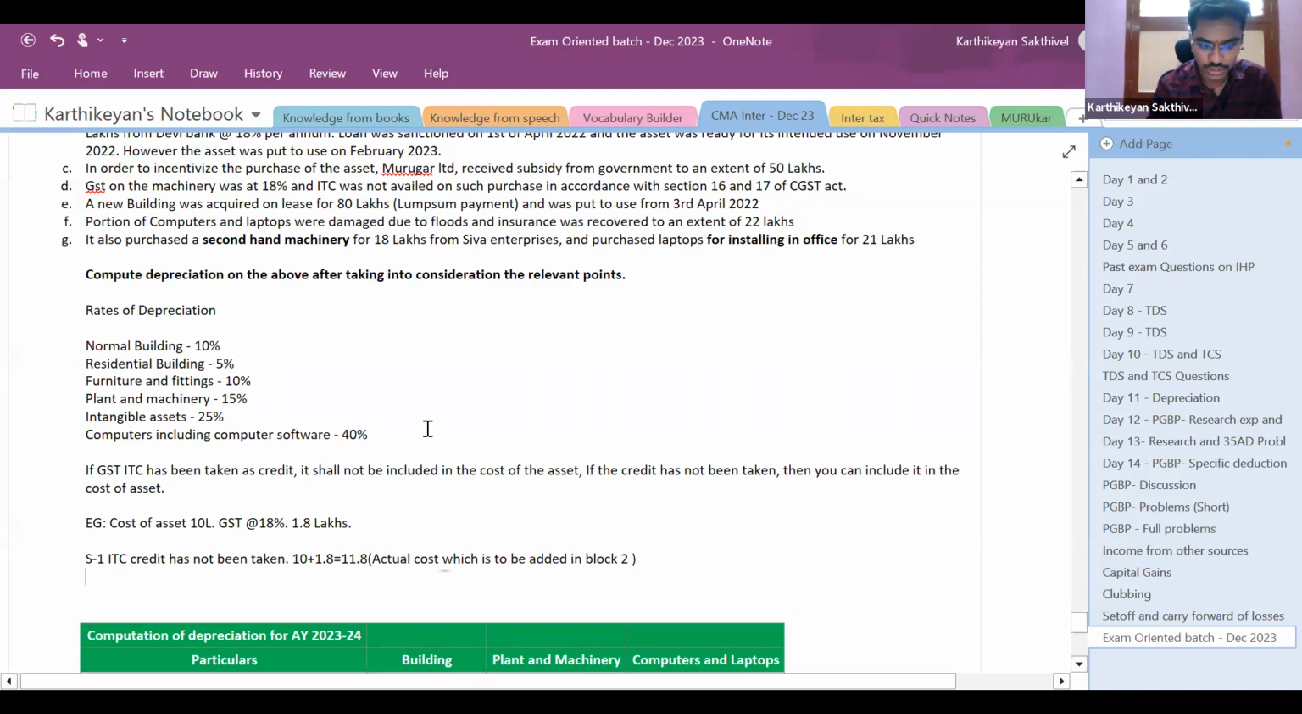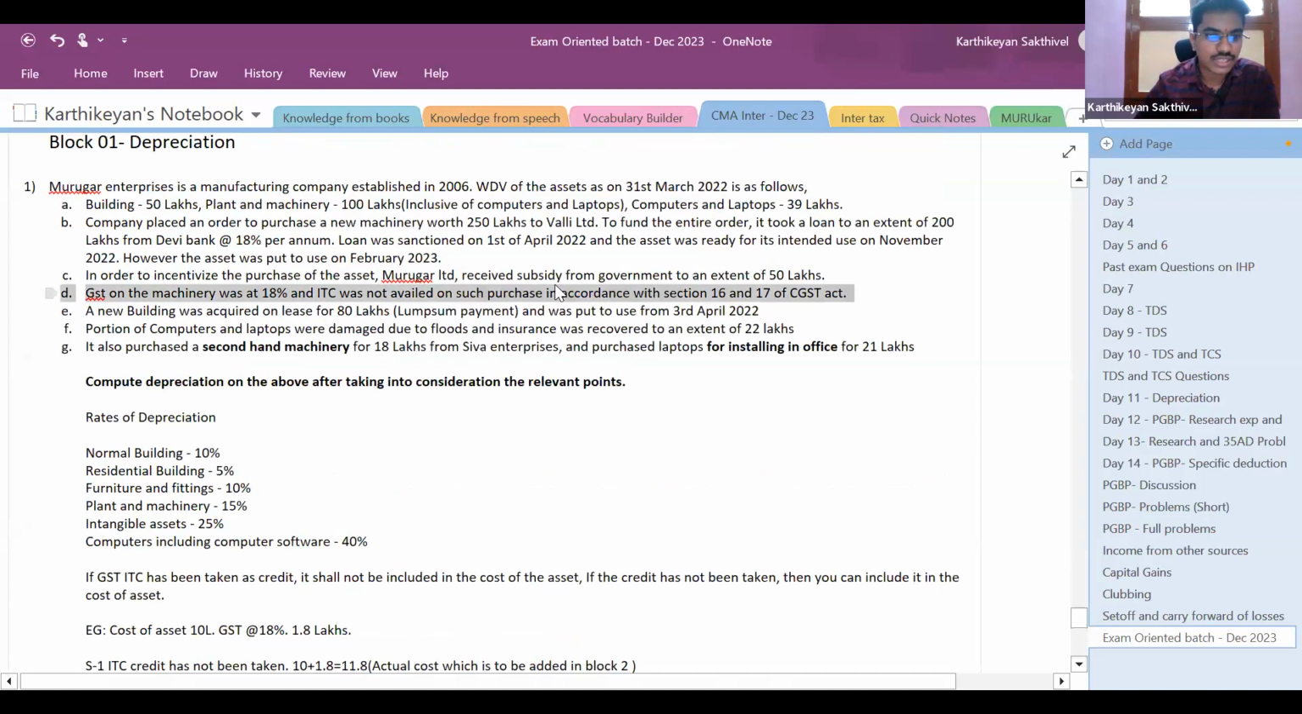Situation 2, ITC credit has been taken, that is availed. Actual terms and availed. So here, 10 will be your actual cost, which is added in block 2.